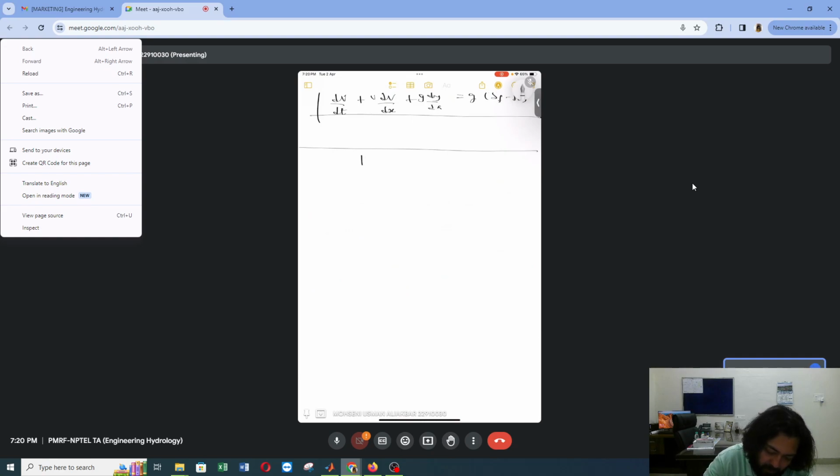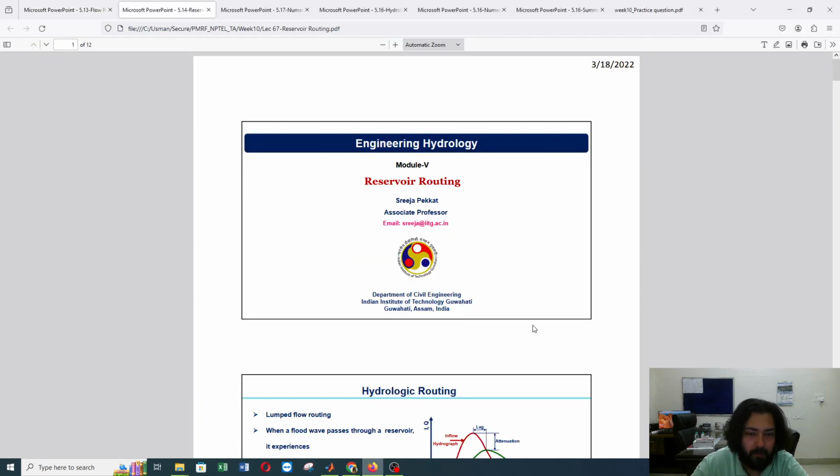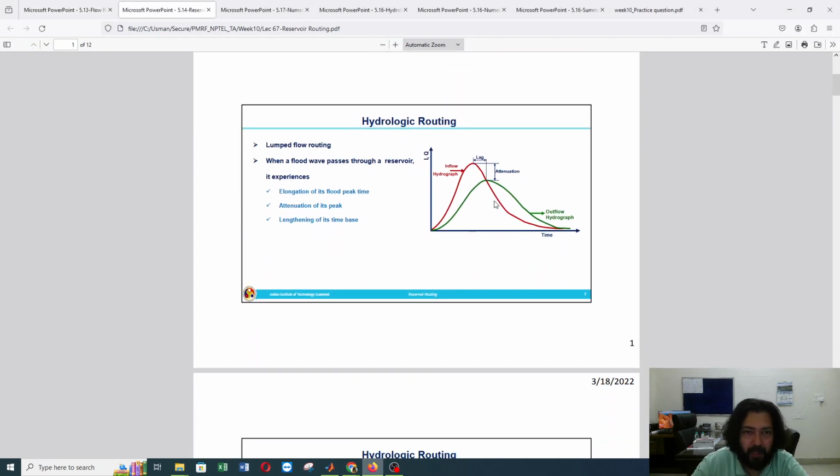Now let's focus in more detail on reservoir routing, which is a type of hydrologic routing. We know by now that whenever a flood passes through a reservoir, it will experience certain changes in the hydrograph. In the image here, the red hydrograph is the inflow hydrograph, which will be upstream, whereas the green hydrograph is the outflow hydrograph, which will be at a certain point downstream of the river.